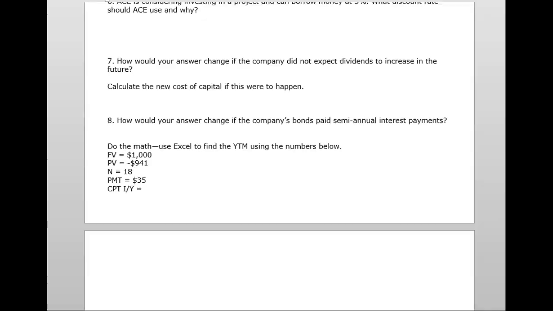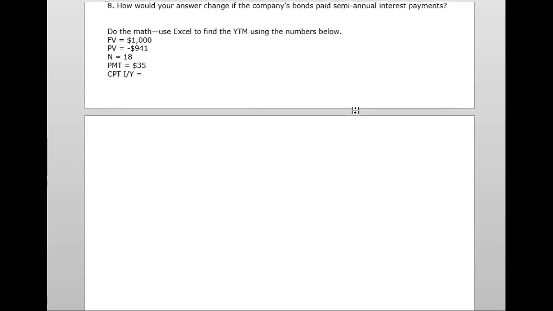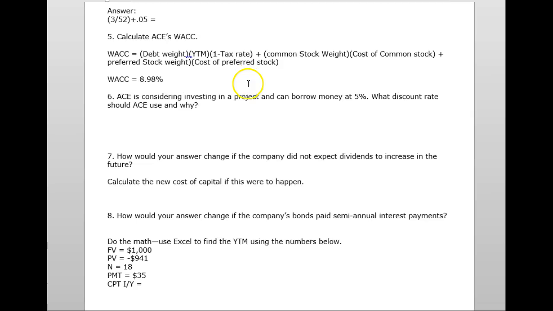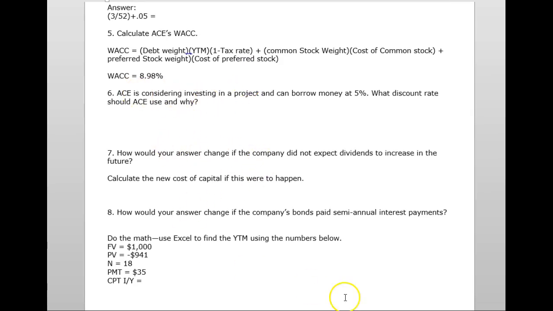So that should be kind of exciting for you to play with. And I've given you the numbers all the way up to here. You need to show me how to calculate all this. And then you need to think about these answers and answer them to the best of your ability. Isn't this exciting?